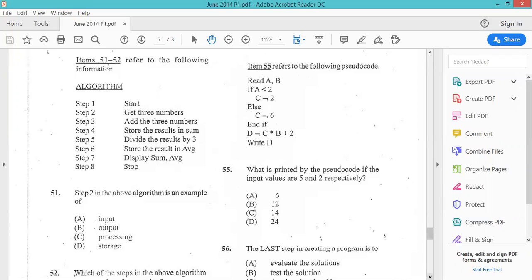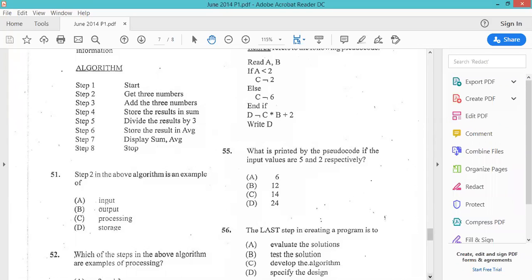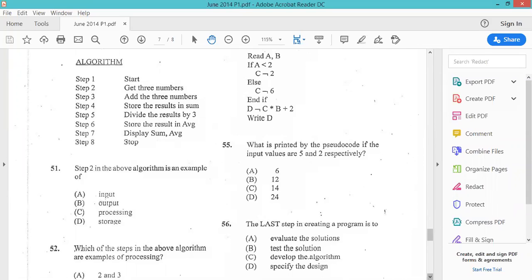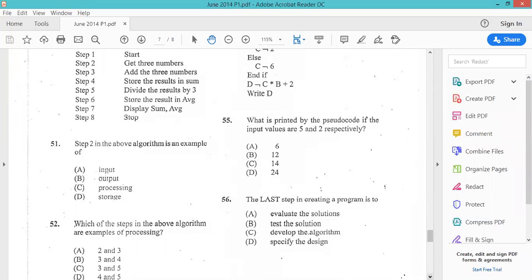Input. Input, miss? Yes, input is correct. Get 3 numbers, that would be the input. All right, everybody agrees? Yes, miss. 52. Which of the steps in the above algorithm are examples of processing? All right. You can find processing now. Miss, 3 and 5. Very good. 3 and 5 would be the processing.